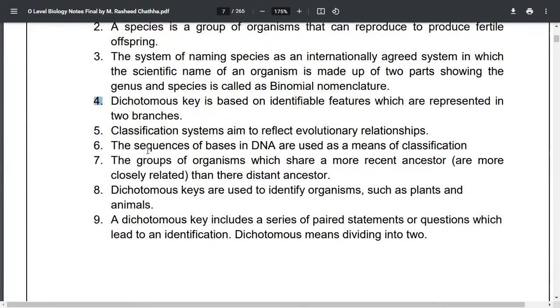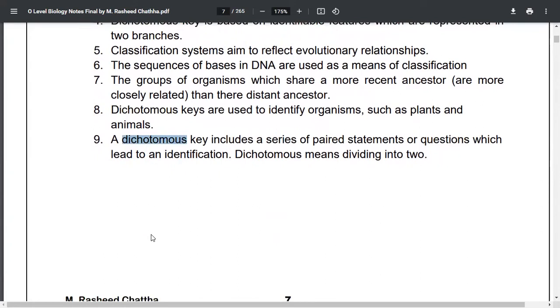A dichotomous key is based on identifiable features which are represented in two branches. Classification systems aim to reflect evolutionary relationships, and the sequence of bases in DNA is used as a means of classification. Groups of organisms which share a more recent ancestor are more closely related than those with distant ancestors. Dichotomous keys are used to identify organisms such as plants and animals. A dichotomous key includes a series of paired statements or questions which lead to an identification. Dichotomous means dividing into two.